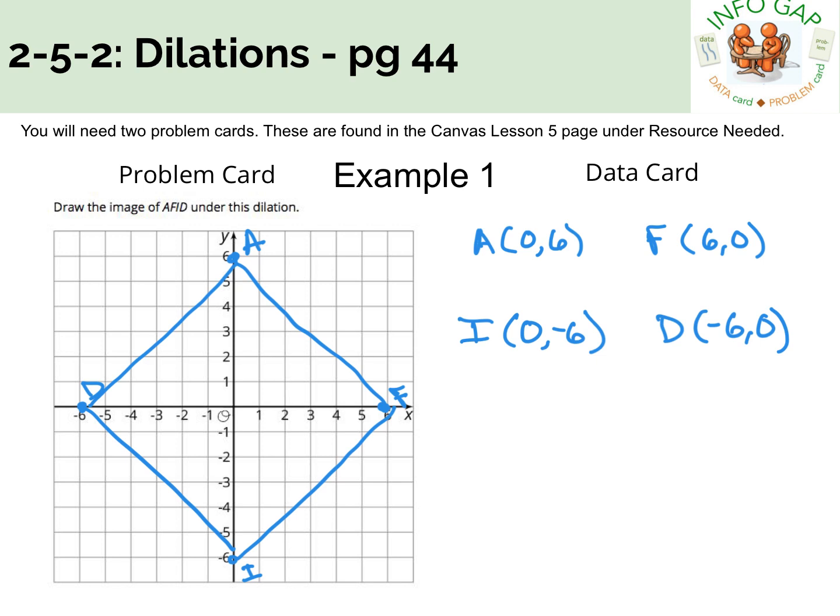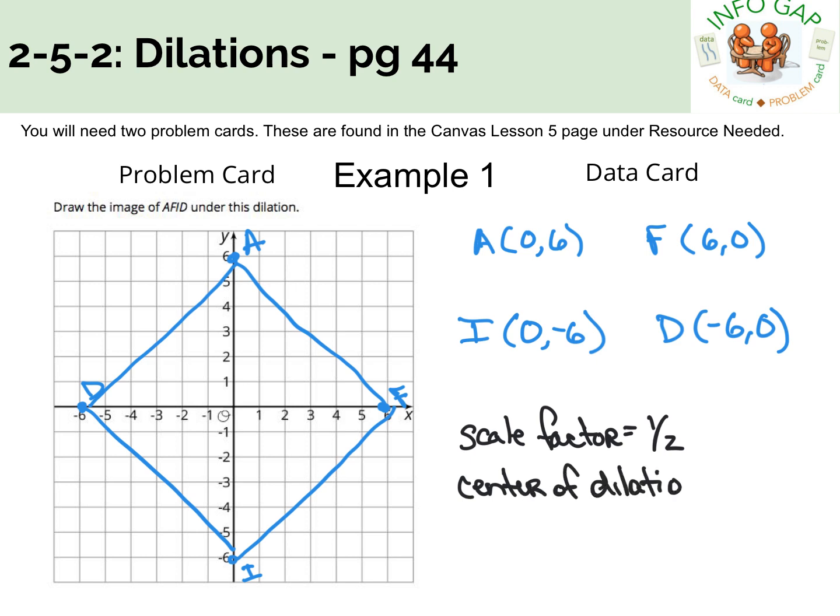All right, well, you're like, okay, Miss Marion, I need some more information. So remember with dilation, there are a couple of things we need. 1, we need the picture. 2, we need a scale factor. And for this picture, it is 1/2. And we need a center of dilation. And that is 0, 0. So we're going to go ahead and we are going to dilate this.